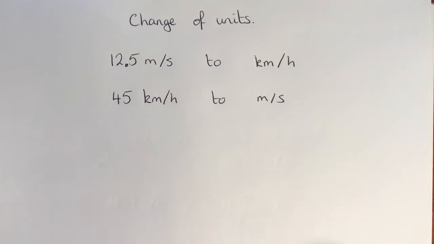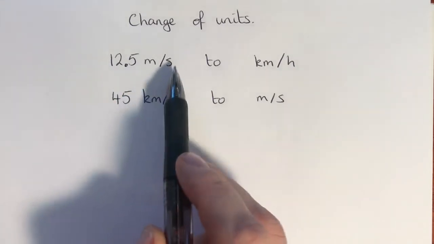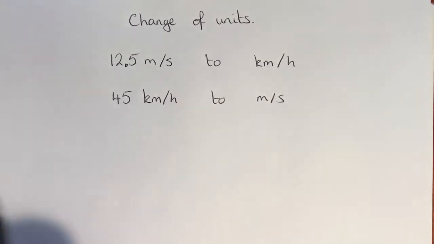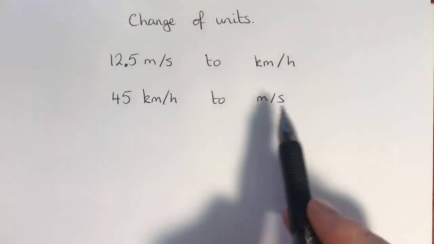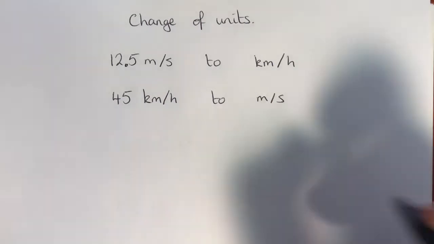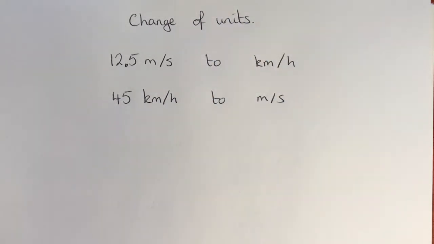Quite a few comments on my last video said that there's an easier way to do change of units. So I thought we would discuss that, but then also go through the same principle again and why they're actually the same thing. If we were to convert 12.5 meters per second to kilometers per hour, or 45 kilometers per hour to meters per second, if you can remember this conversion, then it's actually quite easy to do this directly.